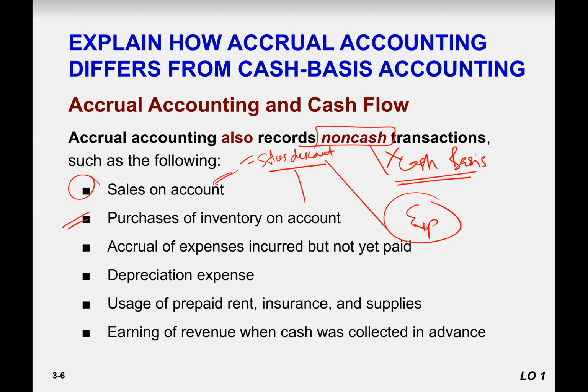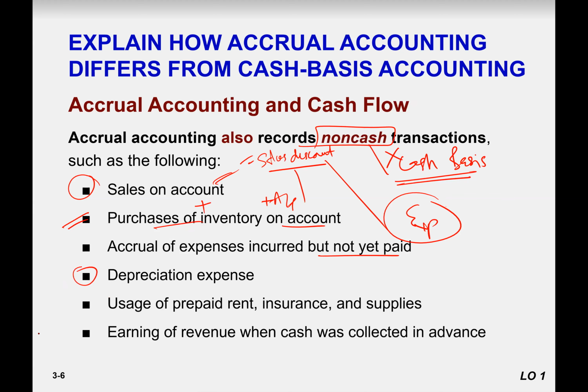Purchase inventory on account. So you see, this is a non-cash transaction. No cash is involved. Your inventories are increasing and your accounts payable are also increasing, but there is no cash, right? Similarly, accrual of expenses, like we just did in our assignment 2, that utility bill occurred but was not paid. There is no cash, but we have a journal entry.